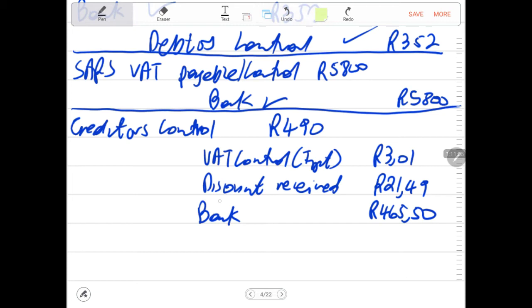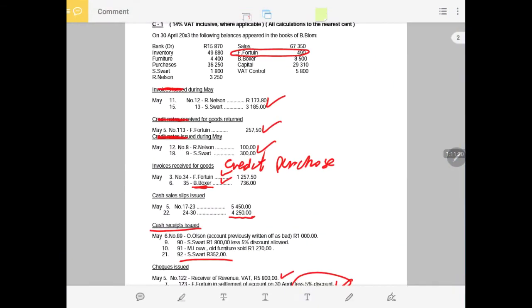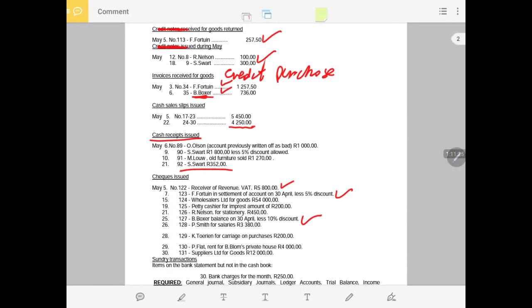And do not forget that there must be discount, which is interest income in the language of today, discount received. Previously it was discount allowed. It is very important to master this calculation. It is a very popular question when it comes to general journals where there is a VAT to be accounted for.